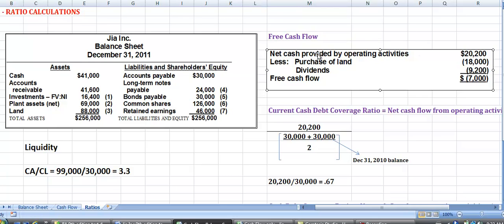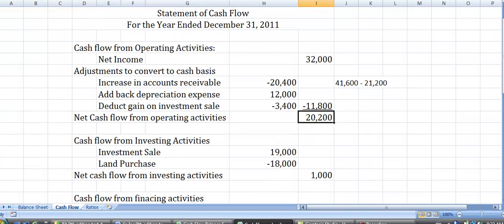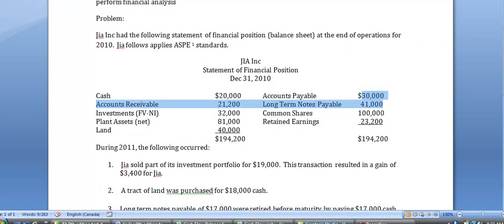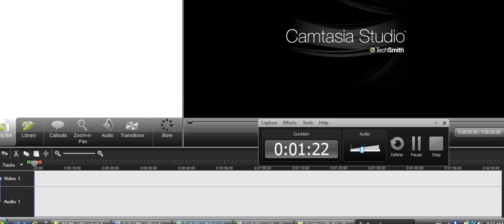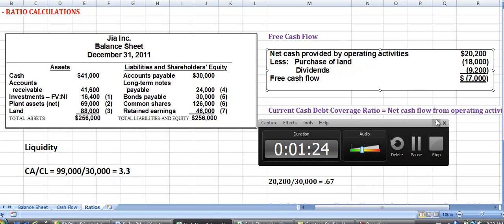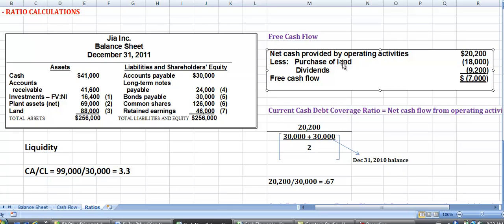So if we start with our net cash flow from operating activities, which we did calculate here, you'll remember is $20,200. We look at the purchase of land. When we deduct all of our capital expenditures and our dividends, we would have a free cash flow of negative $7,000. So GIA would not be in a position to capitalize on any of these opportunities should they come along in the future. Their free cash flow situation doesn't look very good.